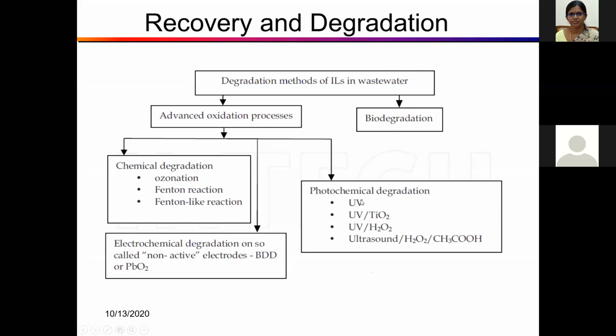So we have methods like photochemical degradation. You can use UV, hydrogen peroxide, and ultrasound techniques, which will disintegrate the ionic liquids. Sometimes you can use heat as a thermal medium by which you can disintegrate the ionic liquids, thereby reducing the length of the chains. That could be possible.